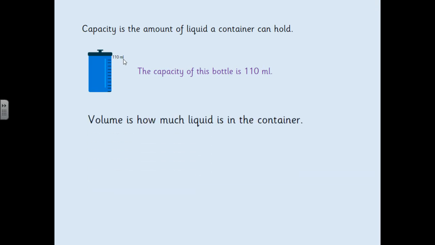Now volume, just think of volume and liquid. So volume is how much liquid is in the container. So in this case, there is juice in this bottle and it is 80 millilitres. So that juice is the liquid which is inside the container, is known as the volume.